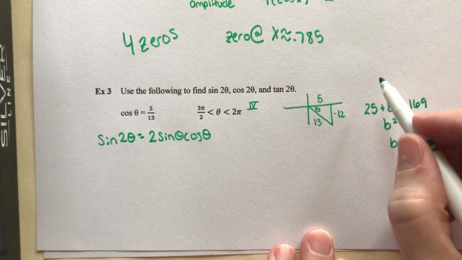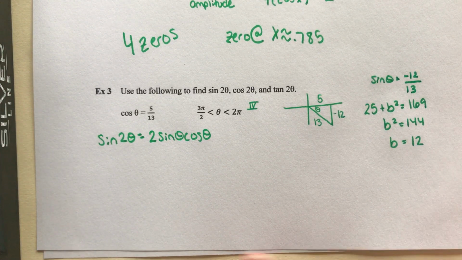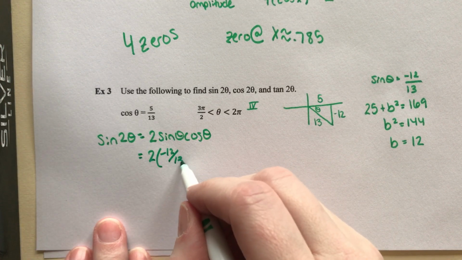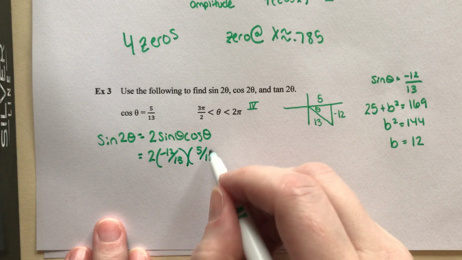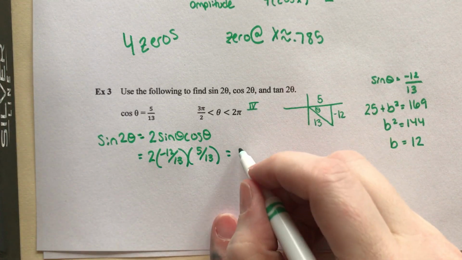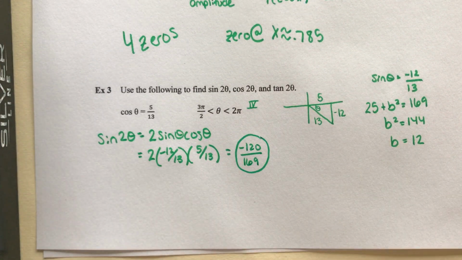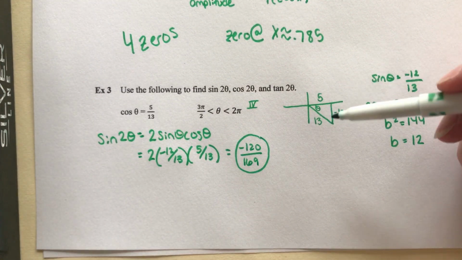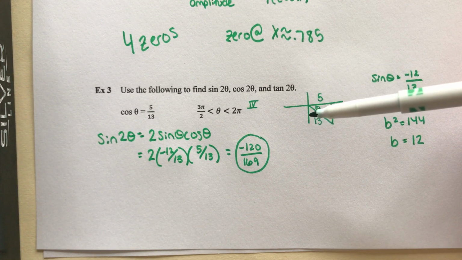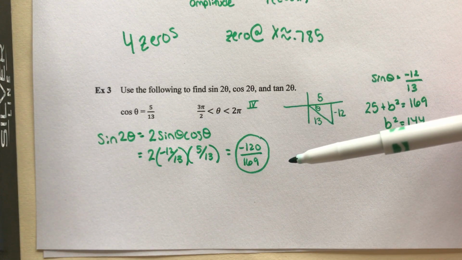So that means I can now know what sine is. Sine of theta is opposite over hypotenuse. So now I can actually solve this. 2 sine of theta, cosine of theta. So if I multiply those together, that gives me -120 over 169. Now what this is saying is that here we have a triangle with an angle, and we know all 3 sides. But the double angle, so if I double theta and I wanted to find the ratio of sine, the ratio would be -120 over 169.